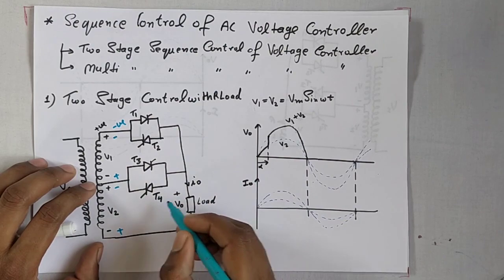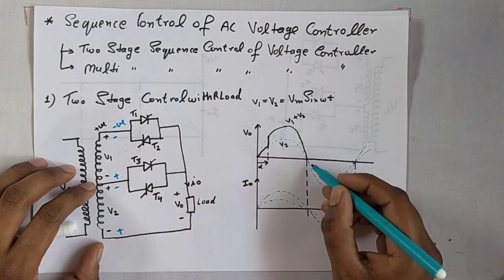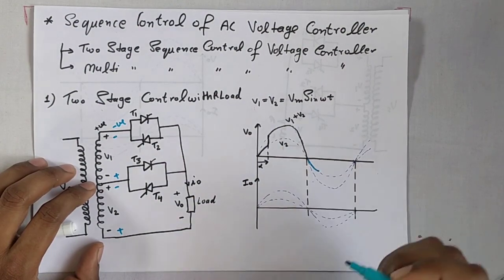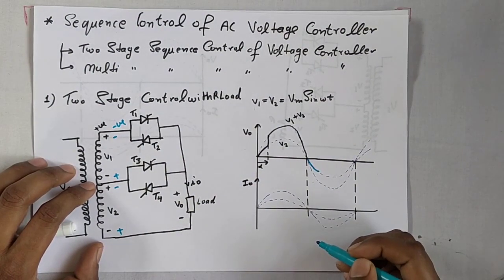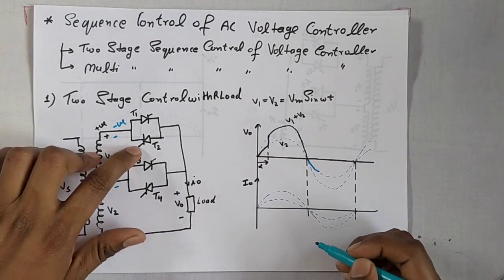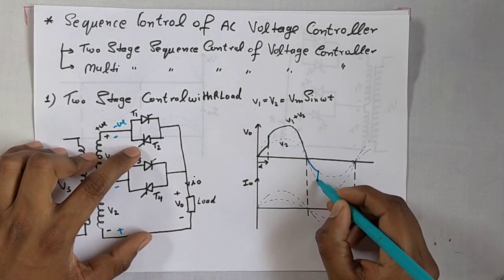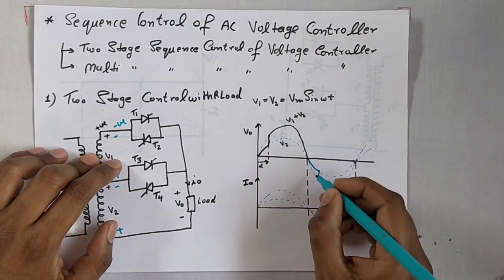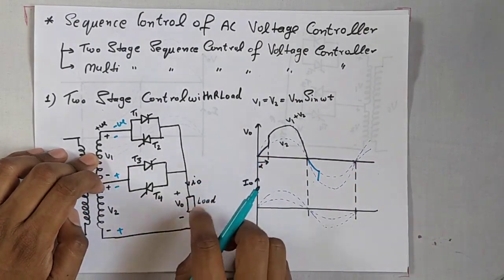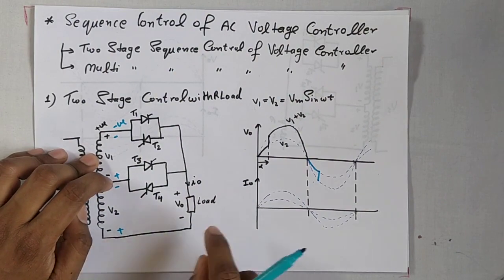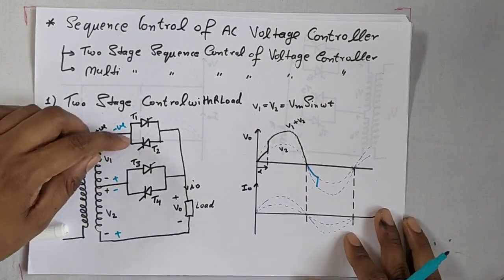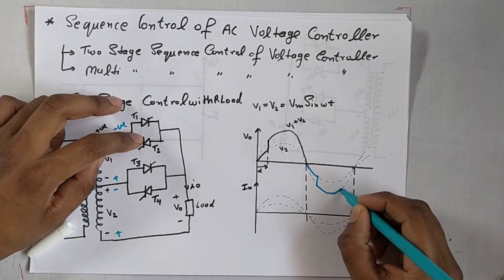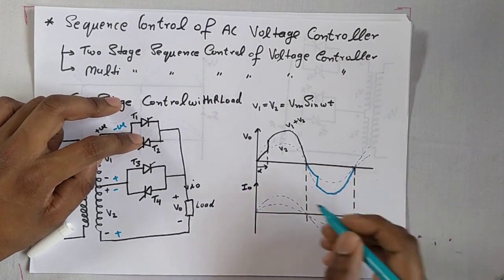Okay. So first we trigger T4, then the voltage across the output will be like this. Okay. Now we trigger T2, then the voltage across the load. When we trigger T4, then the voltage across the load is V2 only, and when we trigger T2, then the voltage across the load is V1 plus V2 in the negative direction.